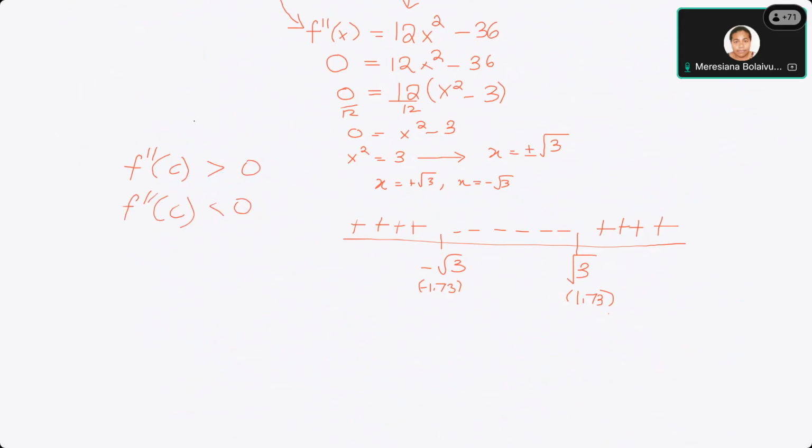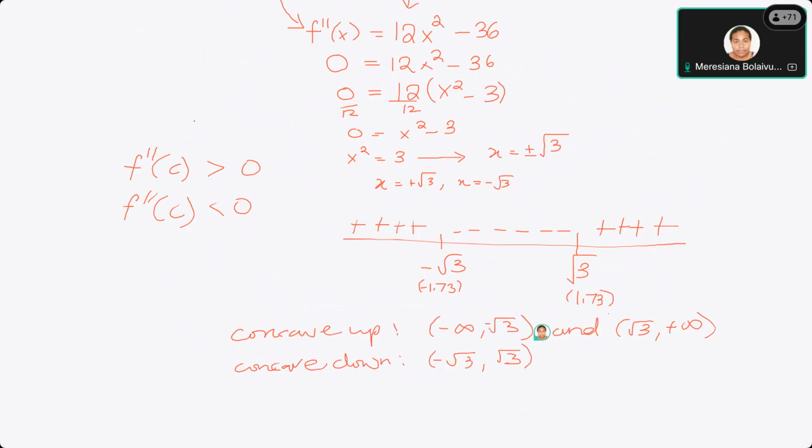Okay. So our interval for concave up, we write down concave up: two intervals, negative infinity to negative root 3, and positive root 3 to positive infinity. And concave down is between negative root 3 and positive root 3. All good?